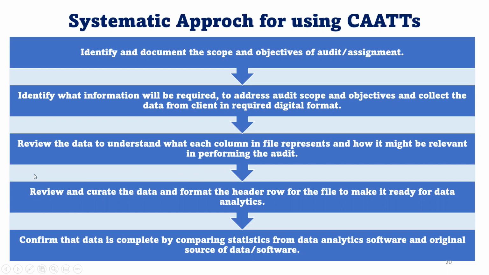Now you need to review the data. I'll show you an example a little later of how to review the data, understand what each column means, what business process rules are applicable, and what controls are applicable, and based on that you will decide how to evaluate them. You review and curate the data in case there are certain issues with the data. You have to purify the data, curate the data. For example, there are certain merged cells, or some column headings are missing, or there are some blank rows and blank columns. All these have to be sanitized.